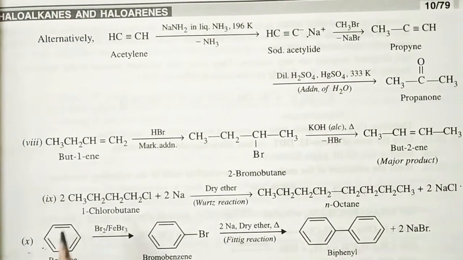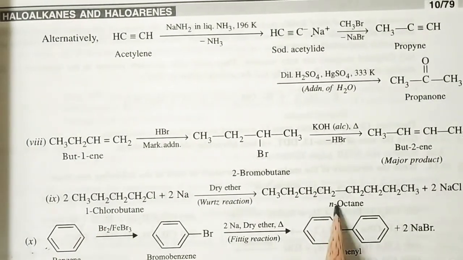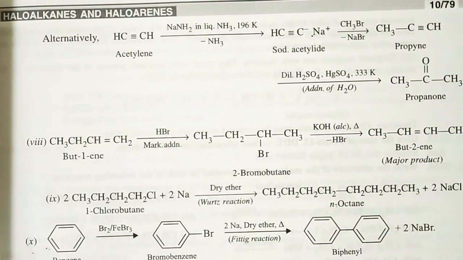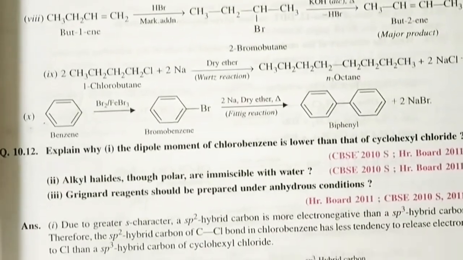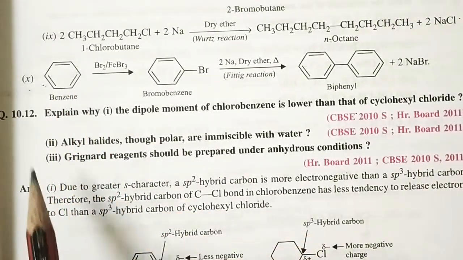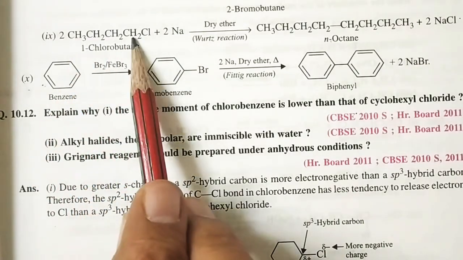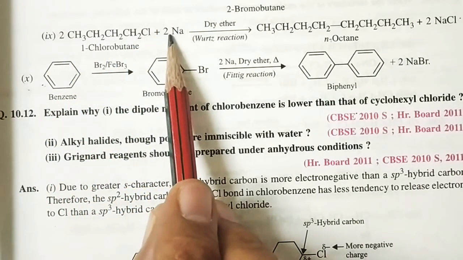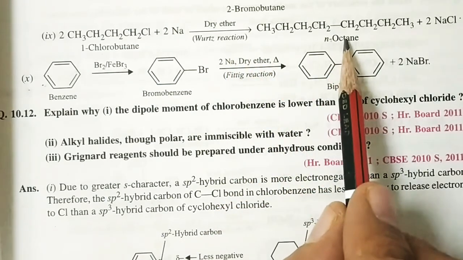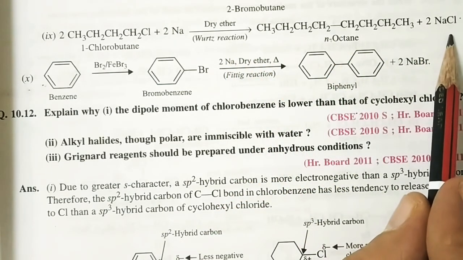Same way, I want to prepare n-octane from 1-chlorobutane. Okay, fine. Here 4 carbons, there 8 carbons. It's a doubling of carbons with the help of the Wurtz reaction. So definitely we perform the Wurtz reaction, and we get a product like that, right? 2 moles of 1-chlorobutane react with 2 moles of sodium in the presence of dry ether in the Wurtz reaction. We get the product n-octane plus 2 NaCl released.